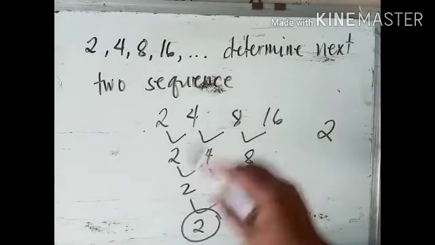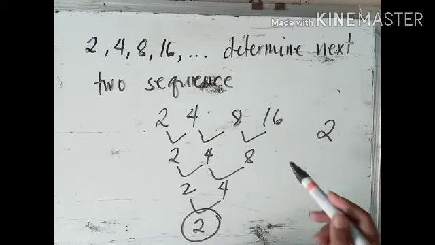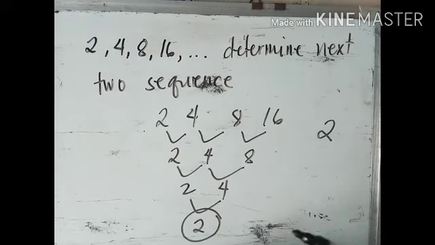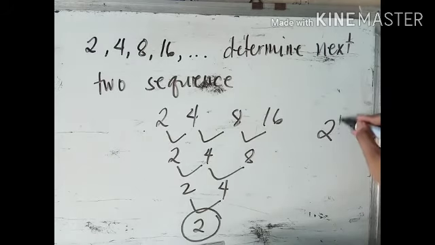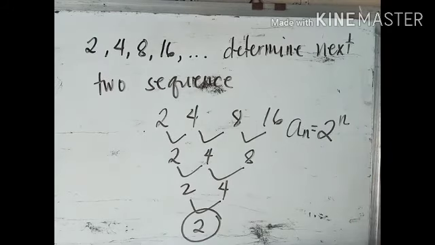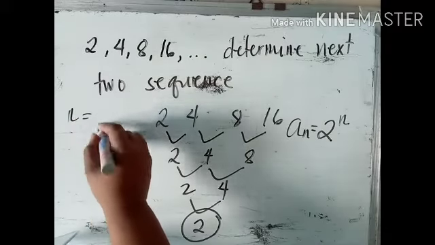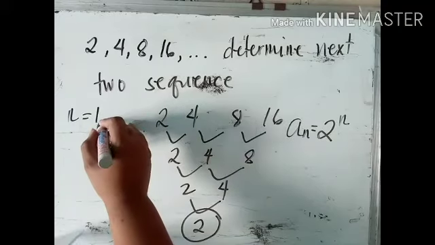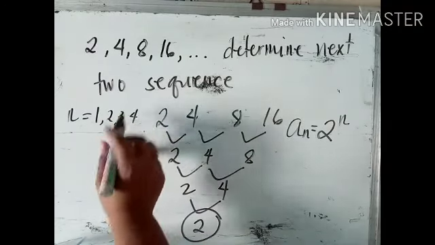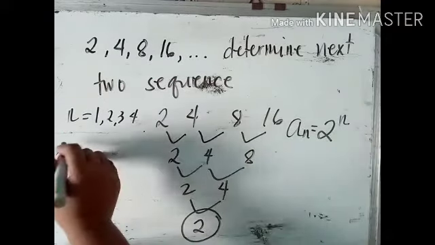And if this is the case, as you observe from the given sequence, it is being doubled, so it means there is an exponential pattern happening here. So let's say 2 is raised to n. This is now the formula, and we are going to check if this is really the formula, its authenticity. So we are going to test n equal to 1, 2, 3, and 4 as the representation of this given sequence. Then let's now use the formula.